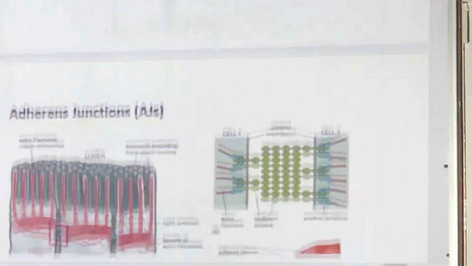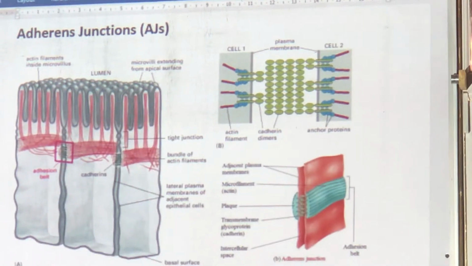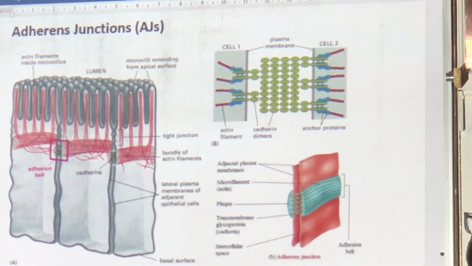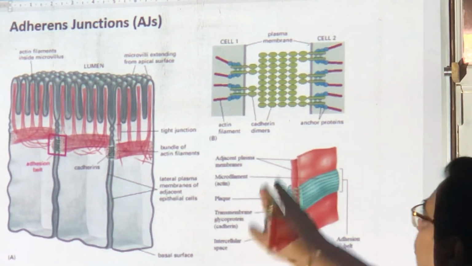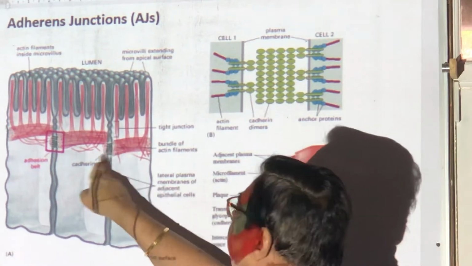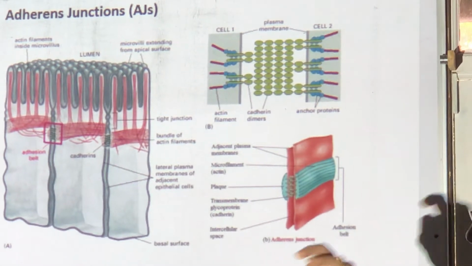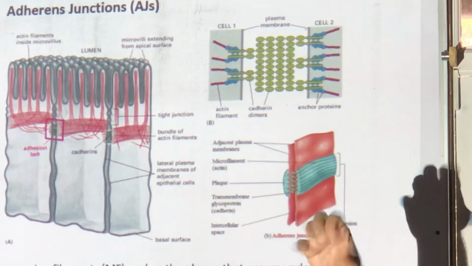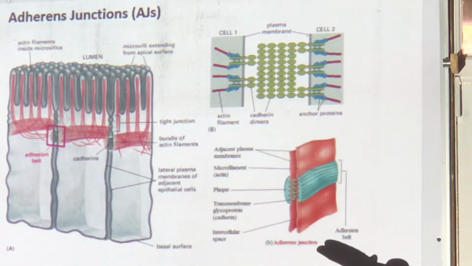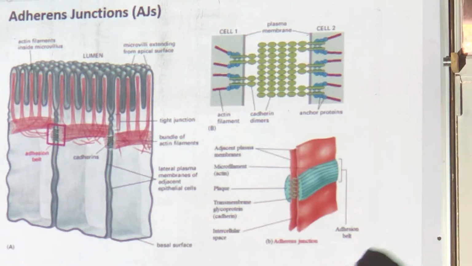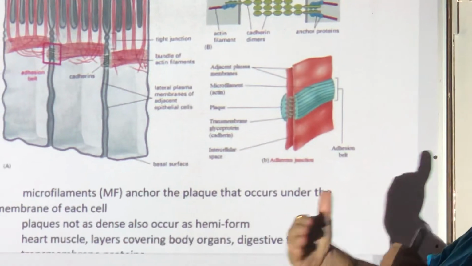Then adherens junction. Here it's like we put rubber gum, glue, Fevicol, and then stick some mica. You can see microfilaments are there. They look like plaques, dark spots, in heart muscle, because I have to contract also. If I put tight junctions, it will tear. A bridge always has gaps, railway tracks have to have gaps. So heart, layers of the body organs, because organs keep moving.